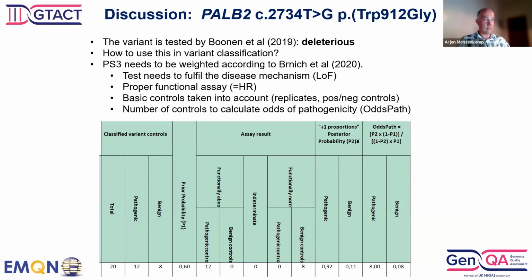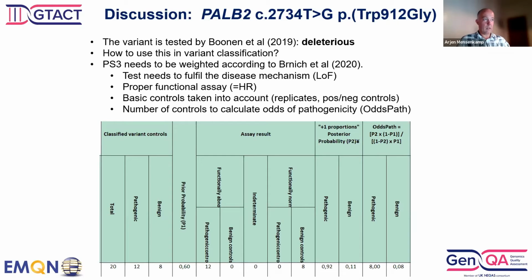Like I said, the variant is tested in the Boden paper as a deleterious variant. And then the next question is how to use this knowledge in variant classification. For that, we used the Brnich paper to weight this assay. According to this paper, you first have to ask the question, does this test fulfill the disease mechanism? Well, the answer is yes. It is testing loss of function, and it is testing homologous recombination, which is assumed to be the proper functional output. And the next obvious question is, does the test take basic controls into account? Does it use at least 2 replicates? Does it include positive and negative controls?